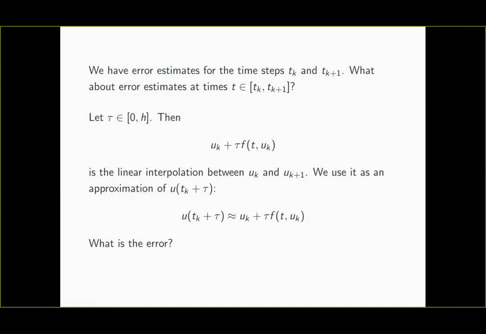So to formally define that, let tau be a number between 0 and h, and consider the number uk plus tau times f of tk, uk. That's a linear interpolation between the values uk and uk plus 1. So instead of going the full step size h, I only go step size tau, which might be smaller. And we use this as an approximation of the solution u at time tk plus tau. Okay, so what is the error of this approximation?